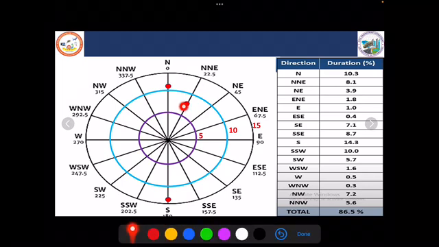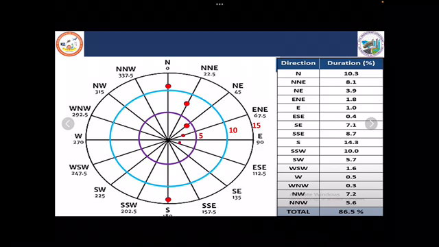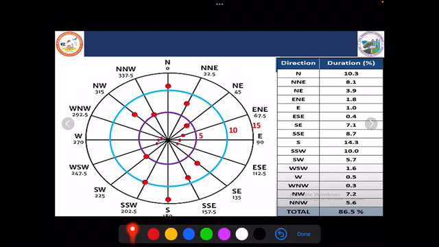So north-northeast I have plotted at 8.1%. Next is northeast, 3.9, near to 4; along the northeast direction the mark is plotted at 3.9. Similarly, along each and every direction you have to mark the duration of wind in each direction. Once all the points are marked, each and every point on the Windrose diagram must be connected with a straight line. Just keep on connecting each and every point on the Windrose diagram.